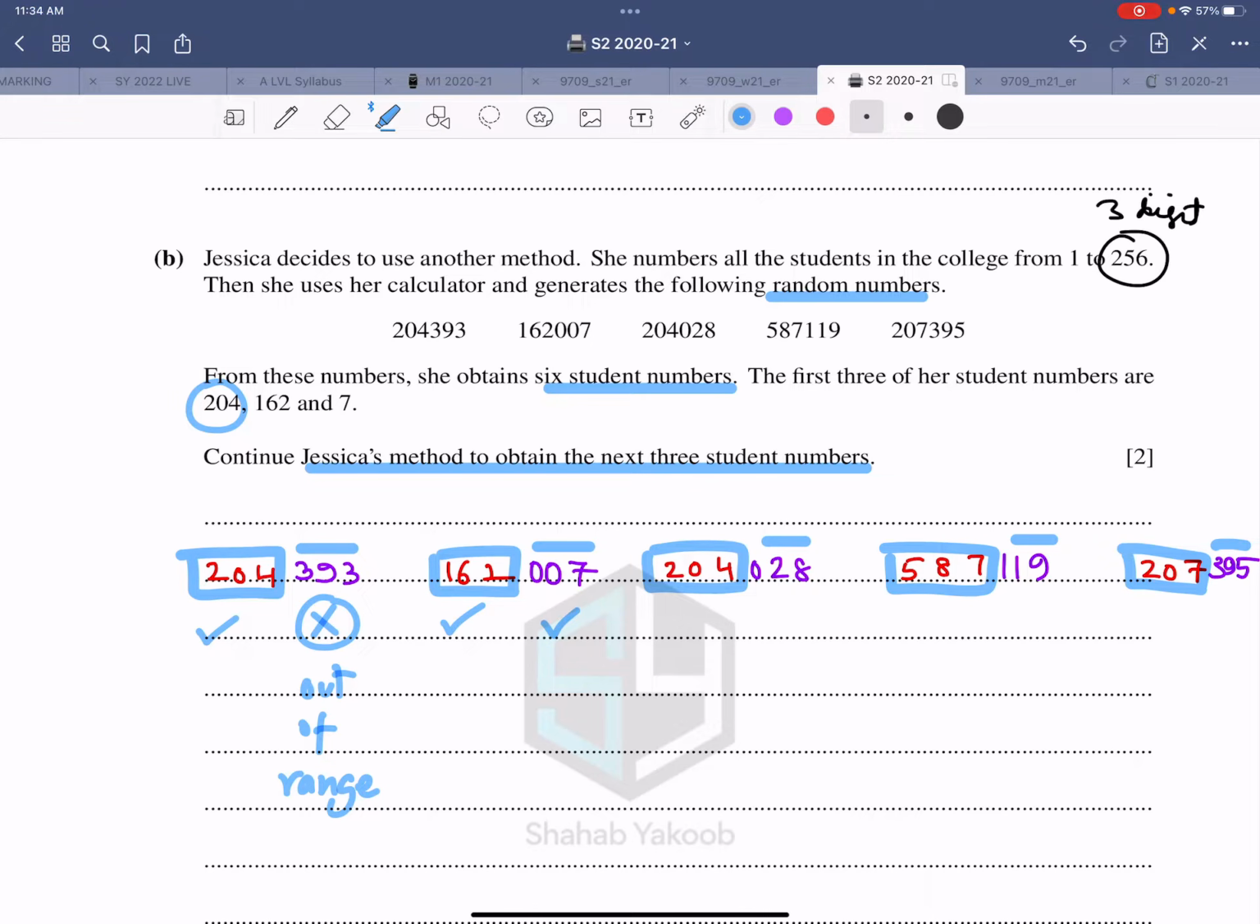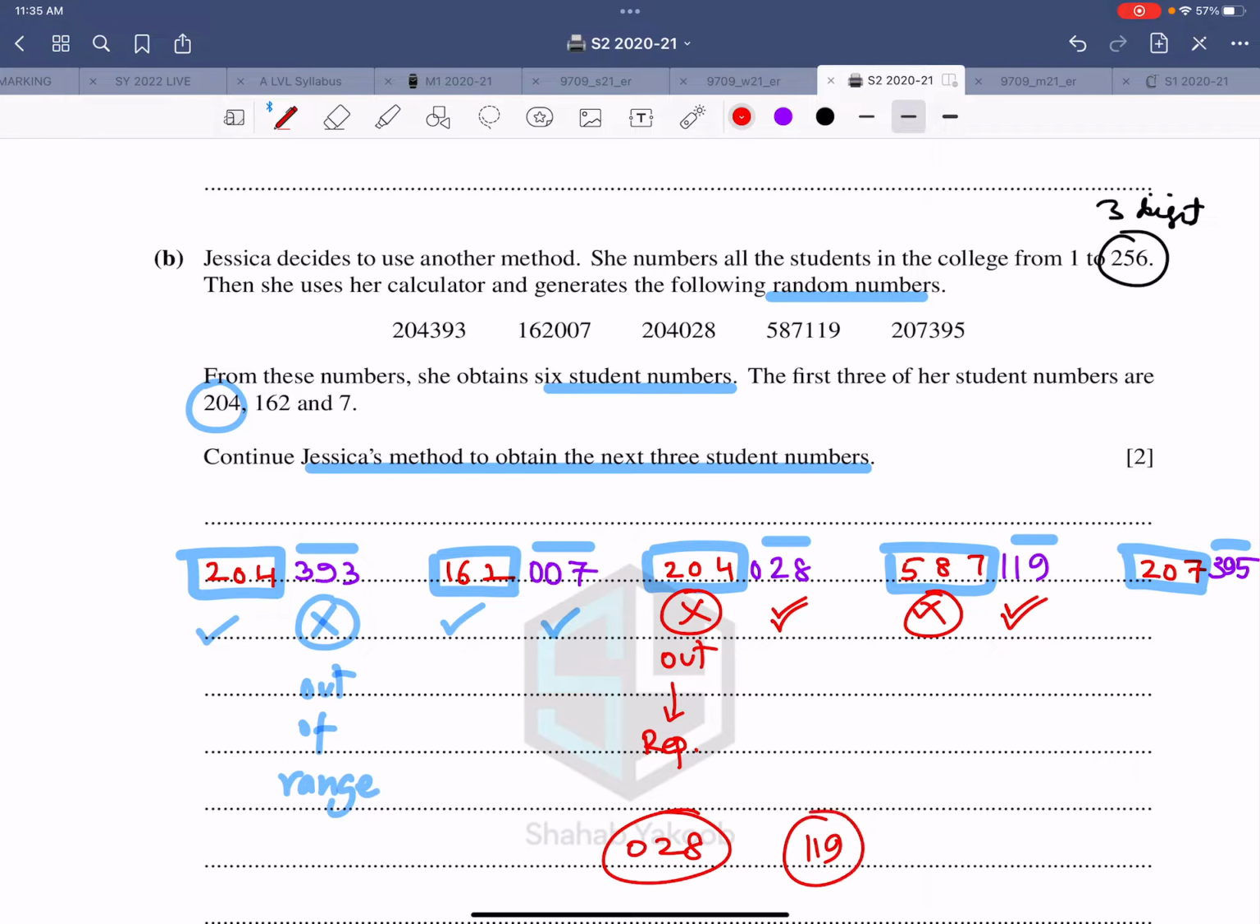Now let me choose more. This is out because it's repeated. Why will I choose two people with the same number? Actually, it's one person, you're choosing it twice. 028, that makes sense. And what else is there? So the first one that I'm choosing is 028. The second one is 587, that is again out of range. 119 makes sense, and then 207 makes sense. So these are the three more students that I choose using the method of random numbers.